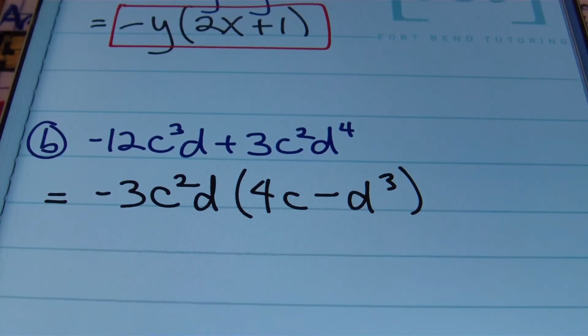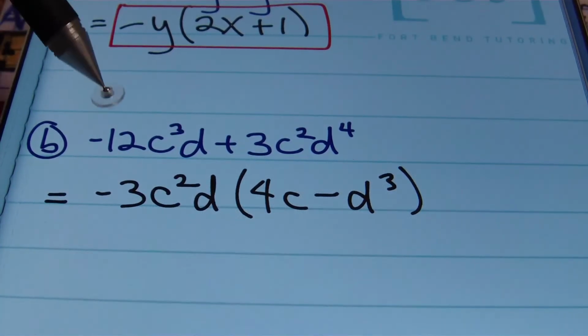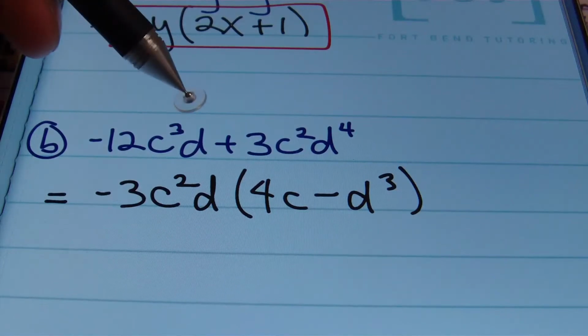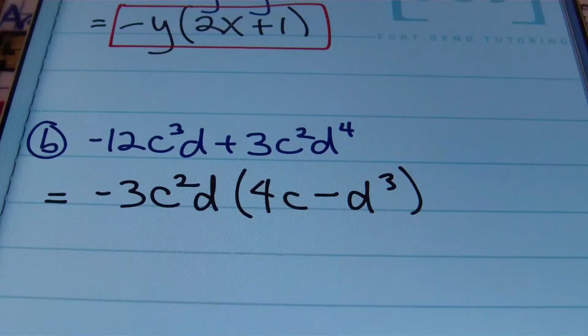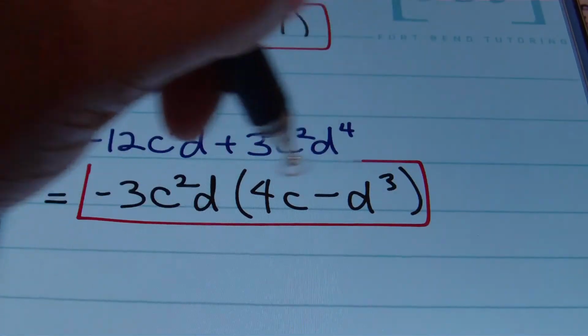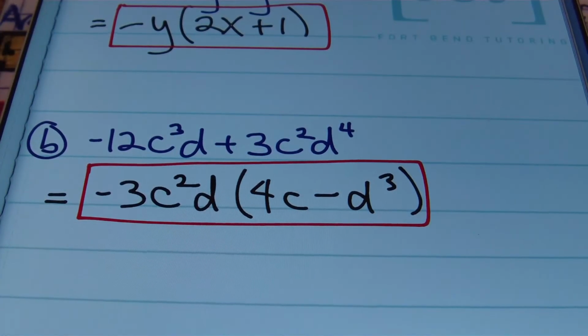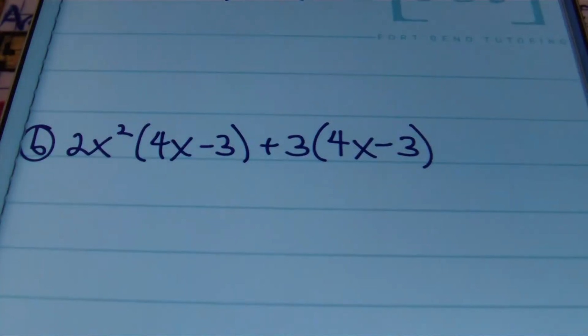Remember, in order to verify your result is correct, go ahead and multiply it back together. So negative 3c squared d times 4c will give me negative 12c cubed d. Then multiplying negative 3c squared d times negative d cubed, you'll end up with a positive 3c squared d to the 4th power. And that's the answer. Putting the box around it. And there we have it, ladies and gentlemen. That was 3b, as in boy. Let's move on to our next problem.